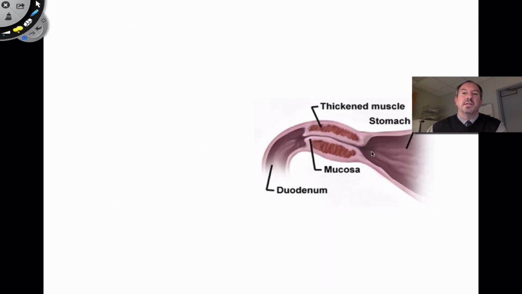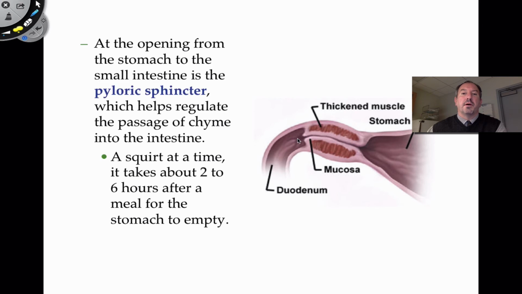Coming down here in this fundic area, right in here, here's the pyloric sphincter. Notice how it's very thick in this area. This is the upper part of the small intestine, known as the duodenum. So the pyloric sphincter is the gatekeeper. It keeps the food from leaving the stomach too quickly, because it only allows like a squirt at a time of the food to leave the stomach. So that's why it takes a couple of hours for a meal to actually empty out of the stomach.